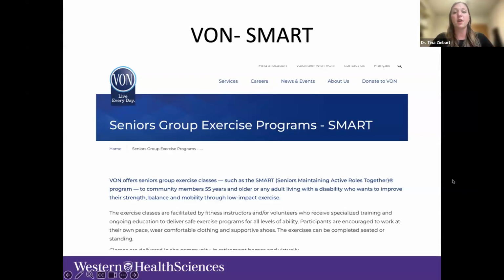But it's a really, really great option because it's free, and there are lots of these programs around. So you could take a look at what's offered in your community and see if this might be a good option as a community resource.